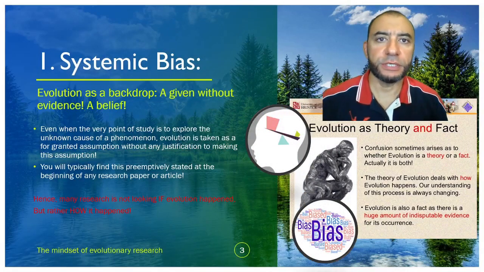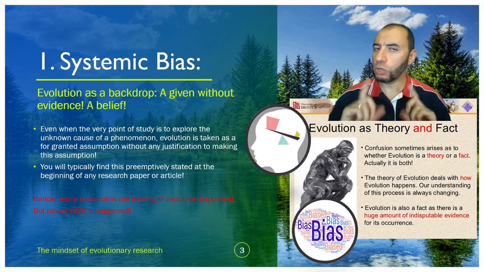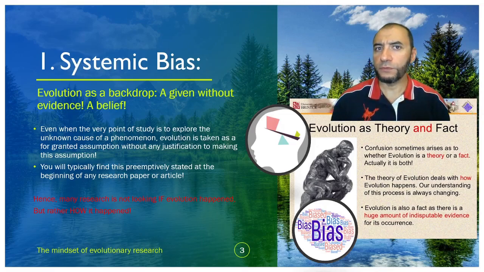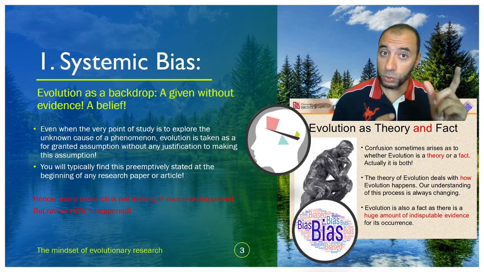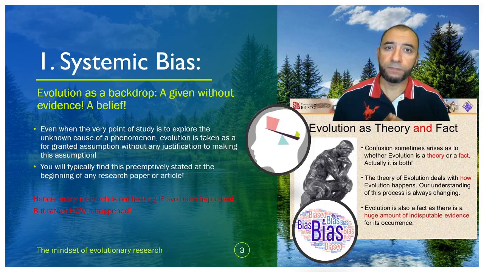So the first point is what I would call systemic bias. What it means is that evolution is always assumed to be the solution. But why is this the case? Actually, from the point of view of evolutionists, they do not consider it bias. You need to understand that many evolutionists consider evolution not only as a theory, but also a fact. So when they are approaching a problem, they are not answering the question if evolution caused it. The question is how evolution caused it.